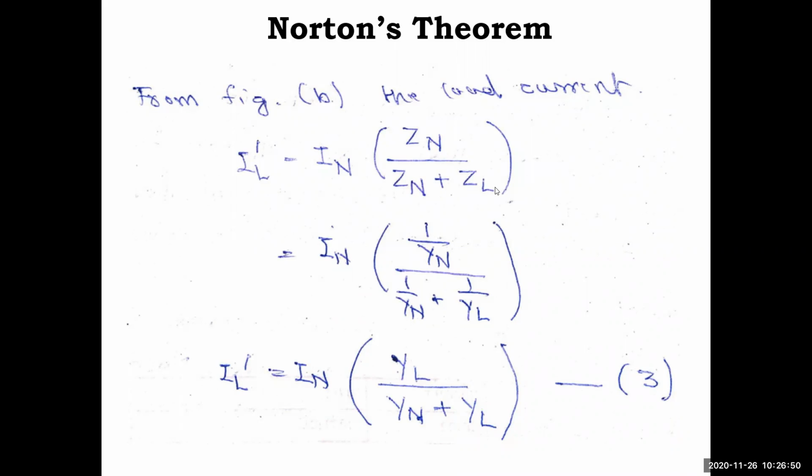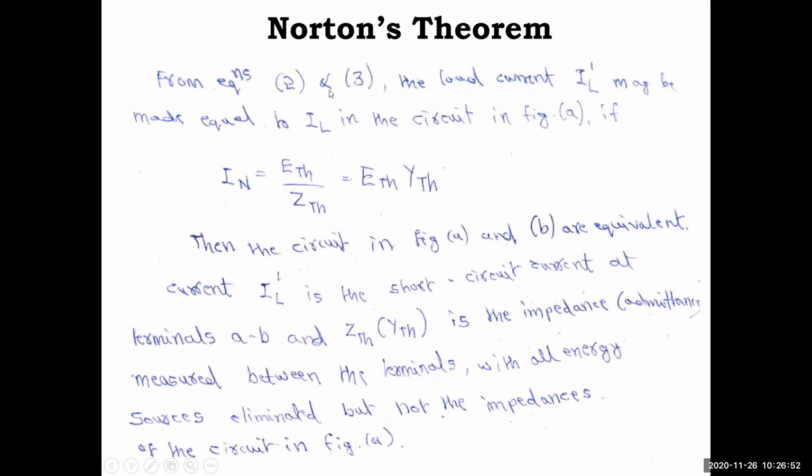So from equations 2 and 3, the load current IL dash may be made equal to IL in the circuit, but one condition we have proved. What is that condition? ETH into YTH is equal to IN, and another condition is ZTH equal to Zn. That is the theorem, right? These are the two proofs. Then the circuits in figures C and D are equivalent.